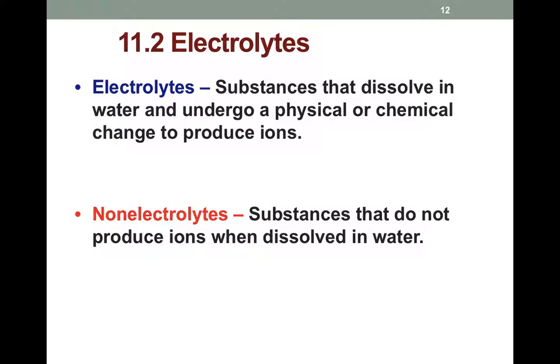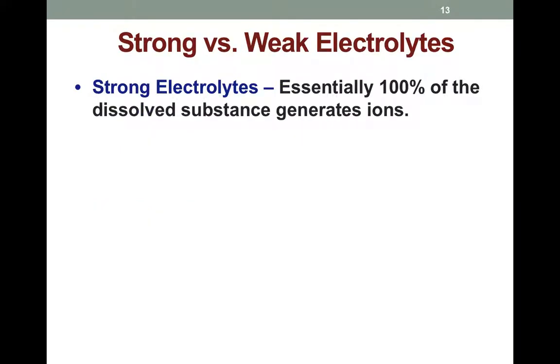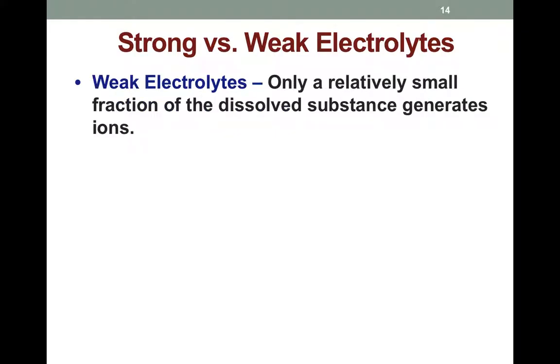Non-electrolytes are things that, when dissolved in water, do not produce ions. And that kind of makes sense. We can break it down into two categories for electrolytes. We can have a strong electrolyte, which means that basically all of it breaks into ions. And we can have weak electrolytes, where only a small amount of it is broken into ions.